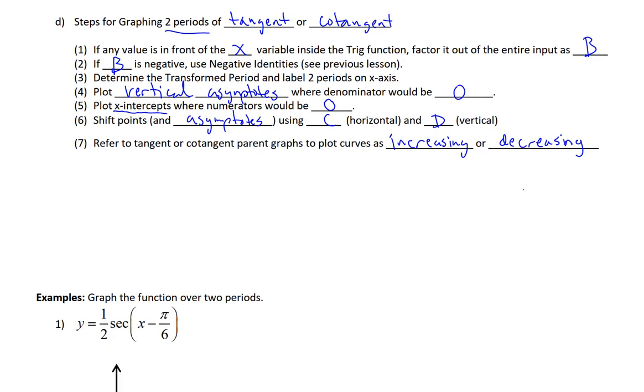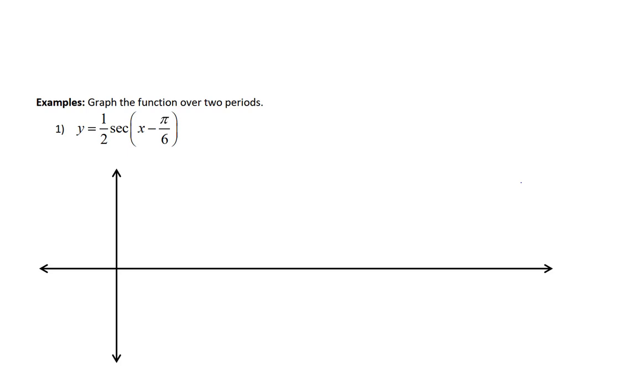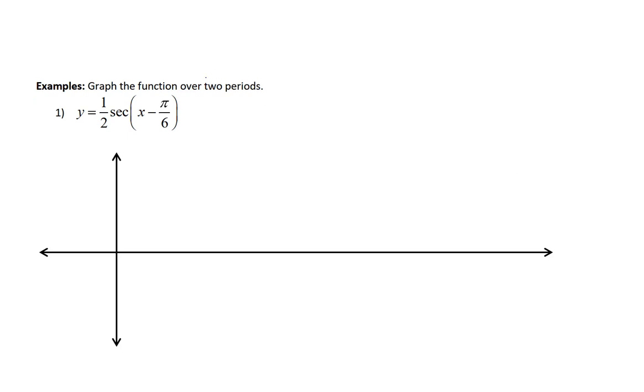All right, so let's get to graphing. Let's try some examples. We're going to graph the function over 2 periods. That's a standard way to make sure you're familiar with how wide the periods are and what they look like, and to be able to see the repetition. Our function given is y equals 1/2 secant of x minus pi over 6. The minus pi over 6 is tucked in with the x in parentheses, so it's inside the trig function here.